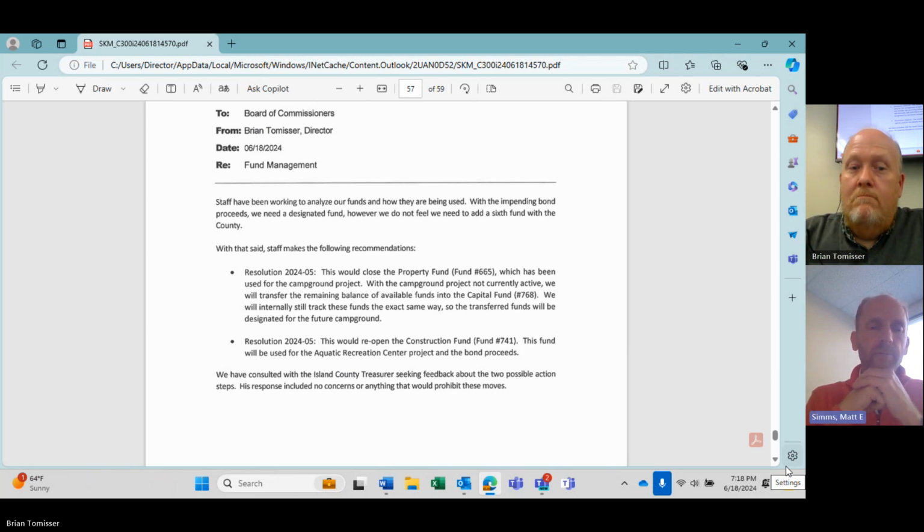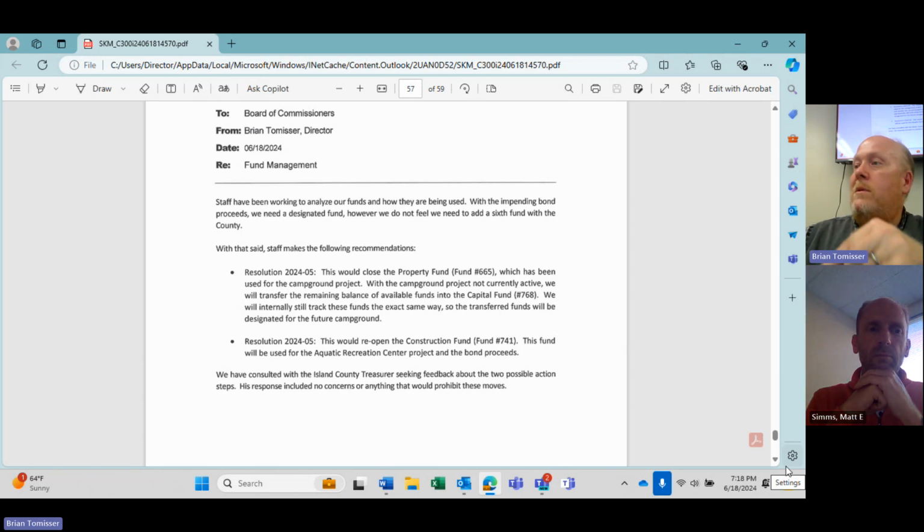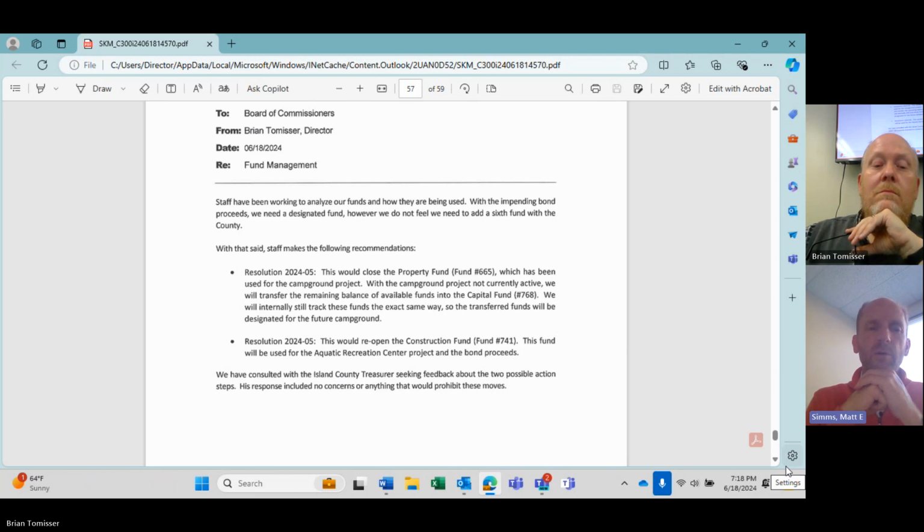Okay, so I'll make a motion to approve resolution 2024-05 to close property fund number 665 and reopen construction fund number 741. We need 2 separate motions, so let's just do the first one. We need one for resolution 665. There's a typo on there too, and I apologize. The second resolution is 2024-06. So that was a typo by me. Okay, I'll revise my motion. The motion should revise to say approve resolution 2024-05 to close property fund number 665.